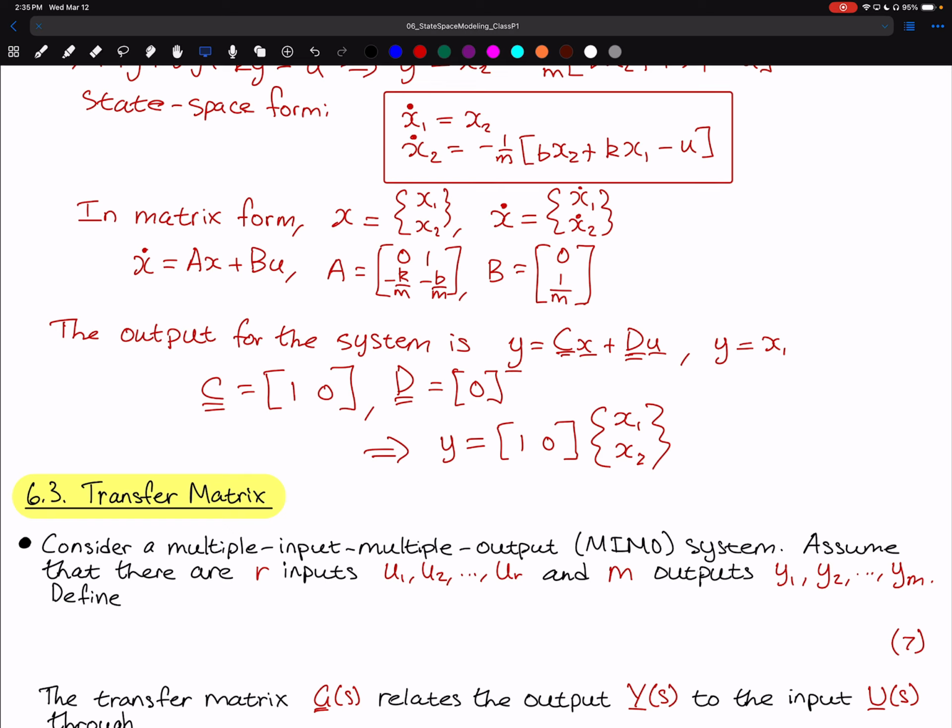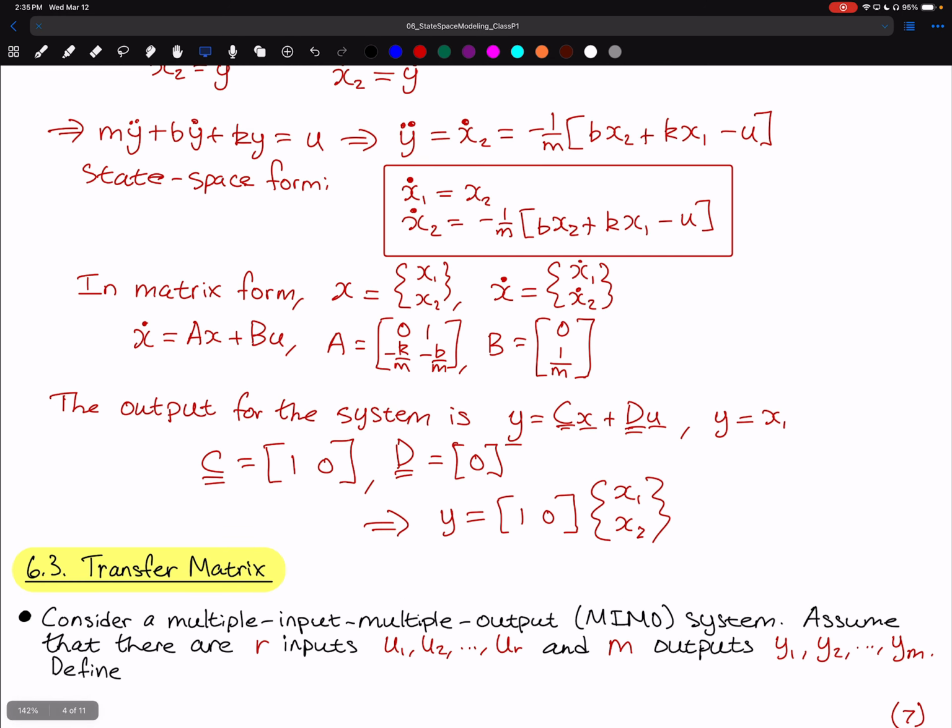It may not always be so simple. You could, for example, choose to have the acceleration be your output, and then you would need to incorporate the equation of motion into your C matrix. And then you would also have a term contributing from the direct transmission matrix, or from the input. Any other equation or any other questions?